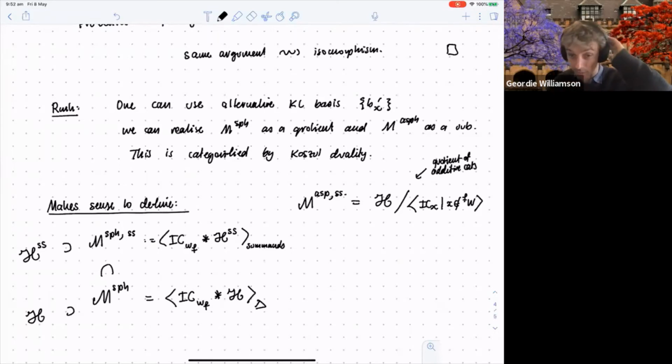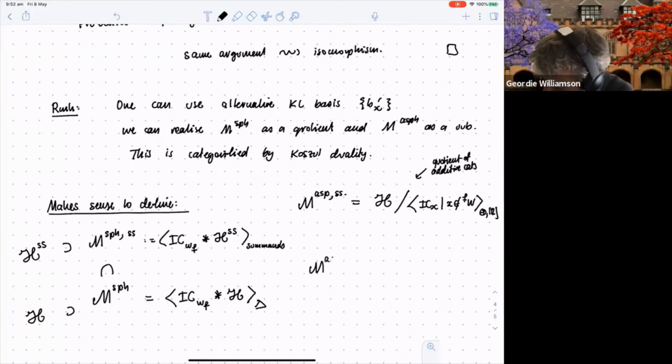And this is a quotient of additive categories. So in my experience, quotients of categories are essentially always complicated, except in this case. So a quotient of an additive category is very easy. You just mod out by the ideal of things that factor through the thing you're quotienting out by. So this means that any map that factors through the additive subcategory generated by these things is zero.